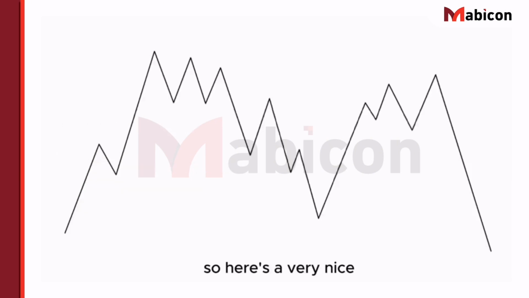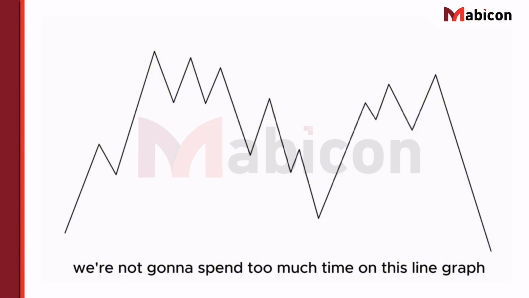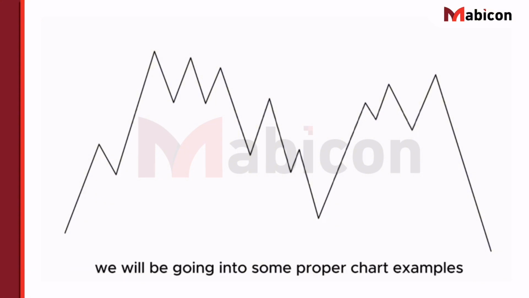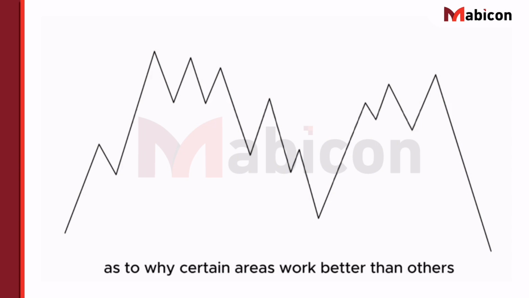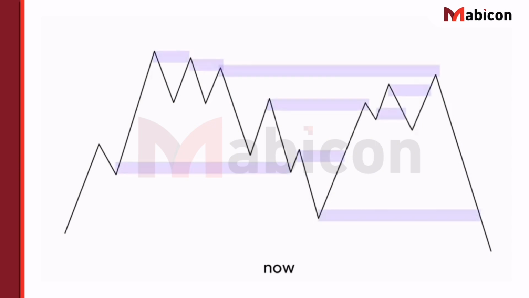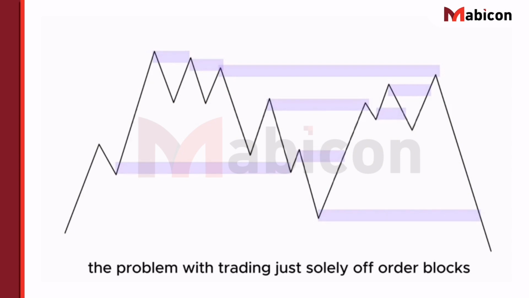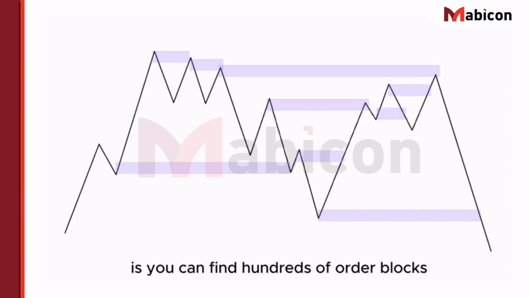Right, so here's a very nice textbook example of how we can start looking at our zones. We're not going to spend too much time on this line graph because later on we will be going into some proper chart examples and looking deeper as to why certain areas work better than others. Now, the problem with trading just solely off order blocks is you can find hundreds of order blocks throughout the course of a day on multiple different time frames.